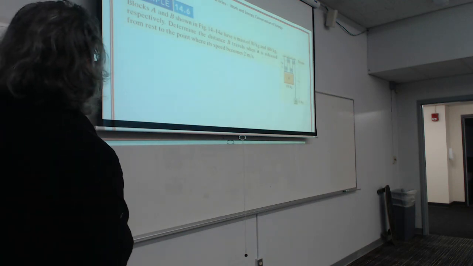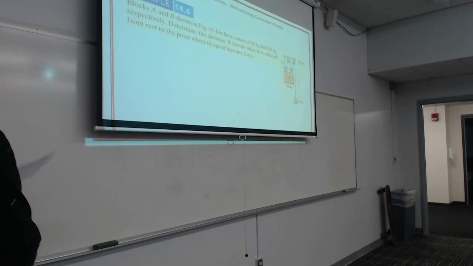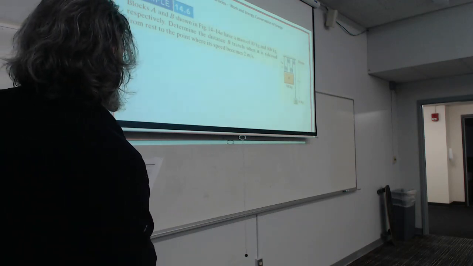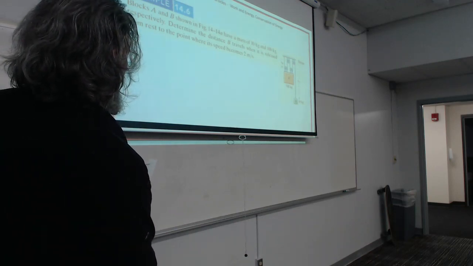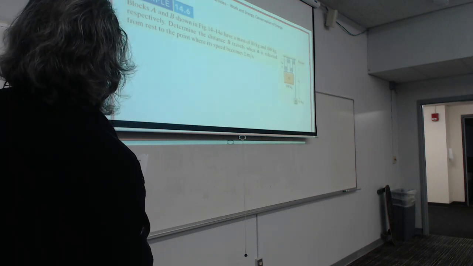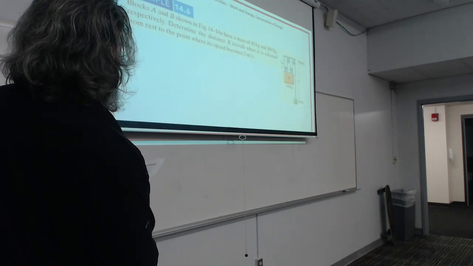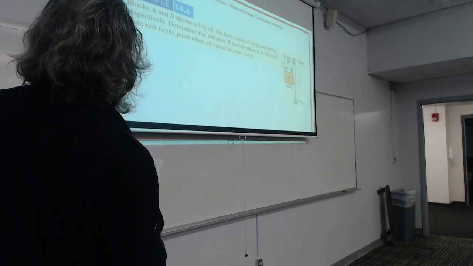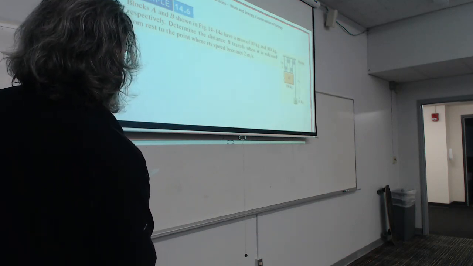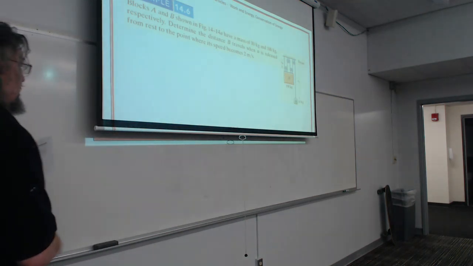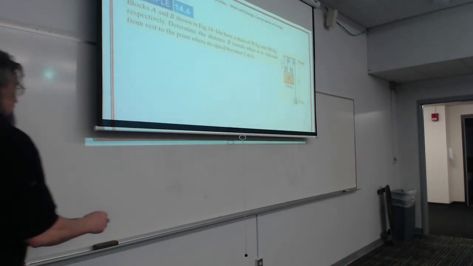Blocks A and B shown in this figure have a mass of 10 kilograms and 100 kilograms respectively. Determine the distance B travels when it is released from rest to the point where its speed becomes 2 meters per second.